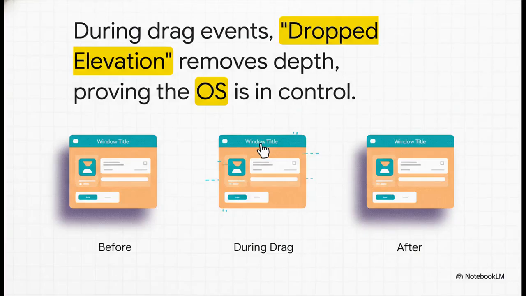Now, this is a brilliant little detail. When you click and drag a window, ChromeOS intentionally changes its visual state to dropped elevation, which basically removes its shadow and makes it look flat against the screen. This is a critical visual confirmation. That brief flattening proves that the real operating system is in control of that object, not some malicious shim trying to hijack your clicks. So clever.